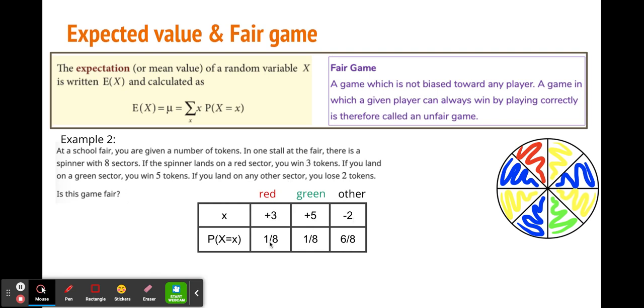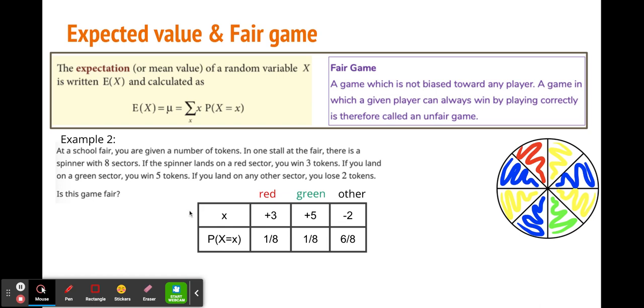Next, you identify what is the probability of each of these outcomes. Winning 3 only happens with red, which is 1 out of 8. Winning 5 only happens with green, which is 1 out of 8 as well. And then everything else is going to be losing 2, so that's 6 out of 8. To check you did this correctly, you can add up your probabilities, and they should always add up to 1. Now, is this game fair?